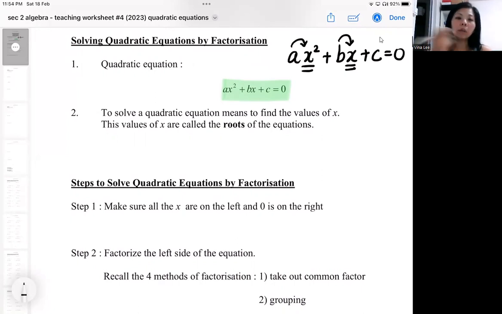Now what we mean by solving a quadratic equation is that we are going to find the values of x. Because this is quadratic, you will be getting two x values. In Sec 1, you learned linear equations, so you only got one answer. For quadratic equations, we will have two answers. There's a special name for the values of x: they are known as the roots of the equation, or sometimes we say these are the solutions of the equation.